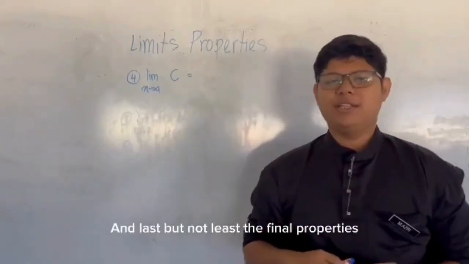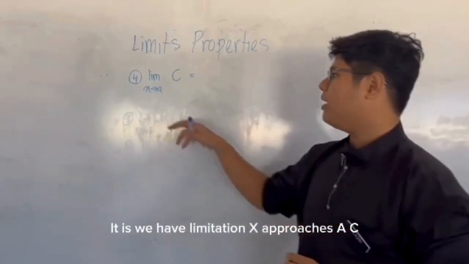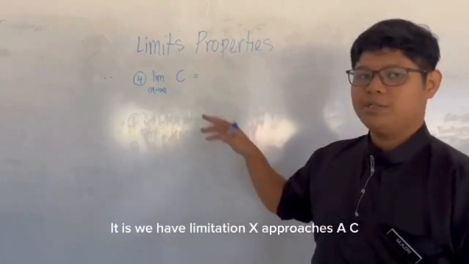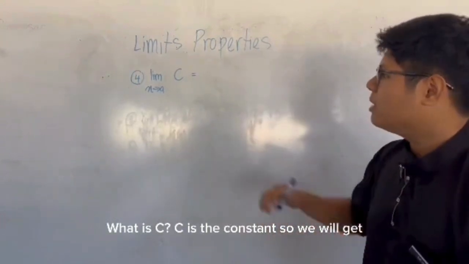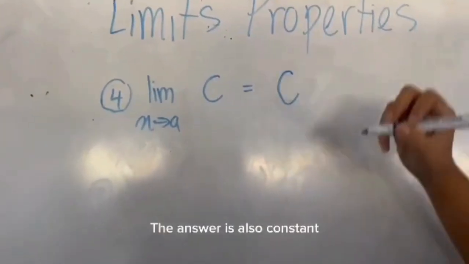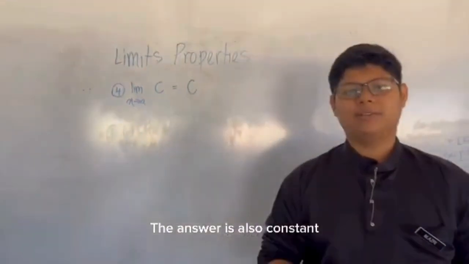And last but not least, the final property, we have the limit as x approaches a of c. What is c? c is the constant. So we will get the answer, which is also the constant.